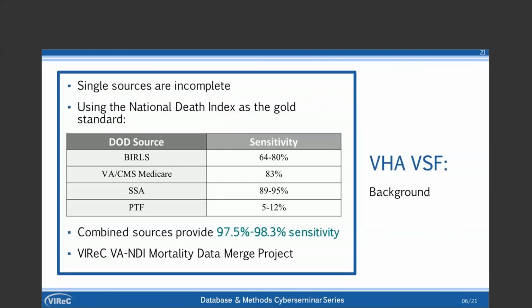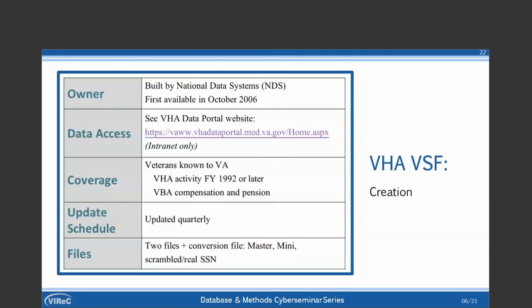Many of you have not used this, and even though the file hasn't been updated in the past year, you're still going to want to use it for your studies, particularly if you're looking for deaths that occurred prior to 2020. A number of years ago, we did a study that concluded that if we combined these various data sources, BIRLS, CMS, SSA, and the patient treatment file, we might be able to do a pretty good job of ascertaining vital status. We compared that with the National Death Index data and found quite high sensitivity. So this study really led to the development of the vital status file.